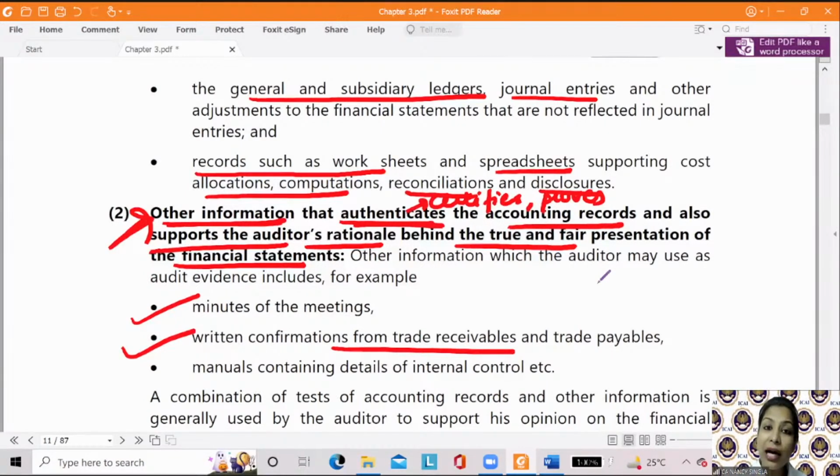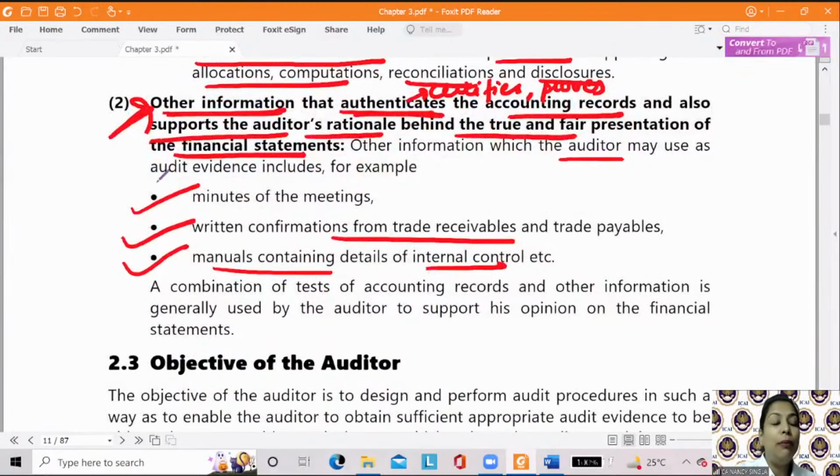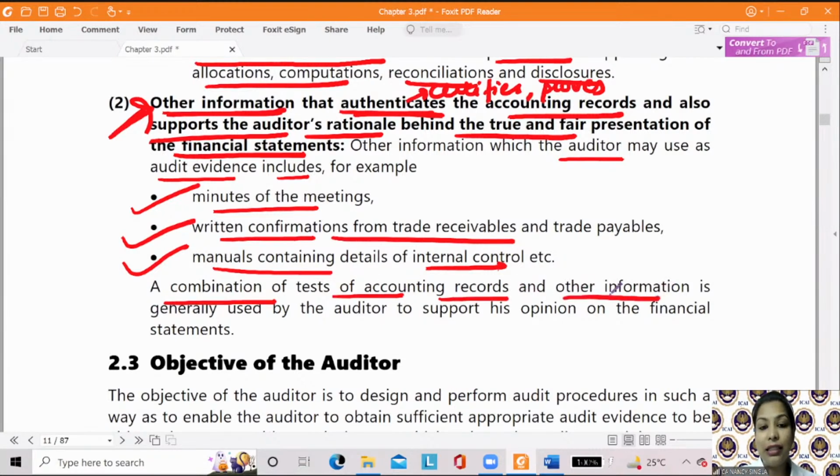Then other information, which is not a part of the accounting record, like minutes of the meeting, है ना, कोई पार्ट ऑफ द अकाउंटिंग रिकॉर्ड थोड़ी ना है. रिटन कंफर्मेशन, मैनुअल्स कंटेनिंग डिटेल्स ऑफ इंटरनल कंट्रोल, की कैसे कोई सिस्टम चलता है, जो मैनुअल होता है ना उसका वर्किंग गाइडलाइन, तो वो कोई पार्ट थोड़ी ना है. But yes, that can be used as evidence if it is relevant for the auditor. So, other information which may be used as audit evidence includes minutes of the meeting, written confirmation from debtors, trade payables, manuals containing details of internal control. A combination of test of accounting records and other information is generally used by the auditor to support his opinion on the financial statements. Clear?